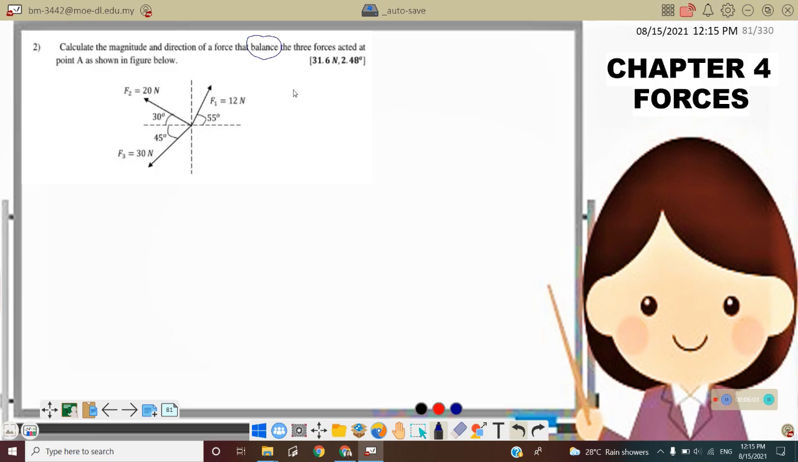Okay, so we write F net first. For the x component, it is equal to ma. Because the question said balance, meaning that a is equal to 0. Okay, so for Fx, F1 is going to the right and going upward. Your F2 is to the left and going upward. F3 is to the left and F3y is going downward. So we need to resolve it one by one.